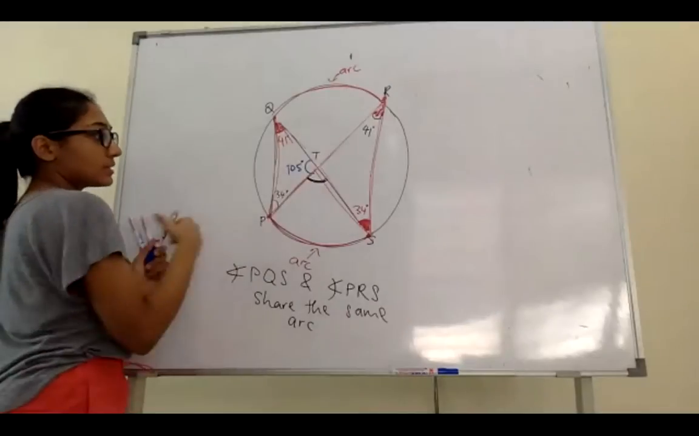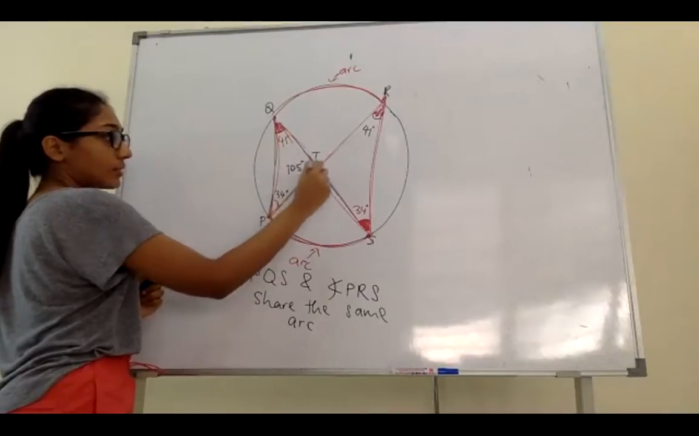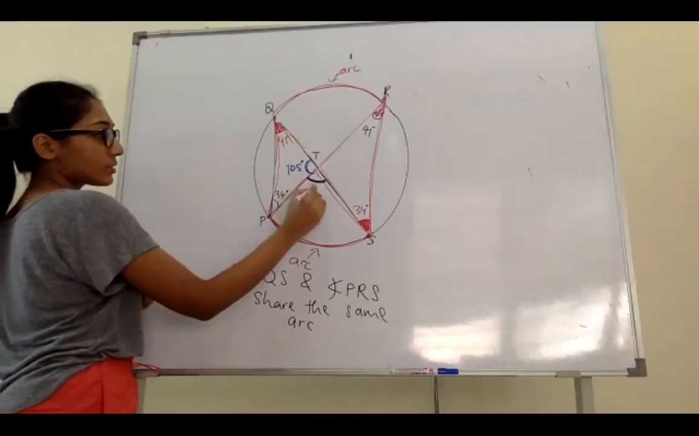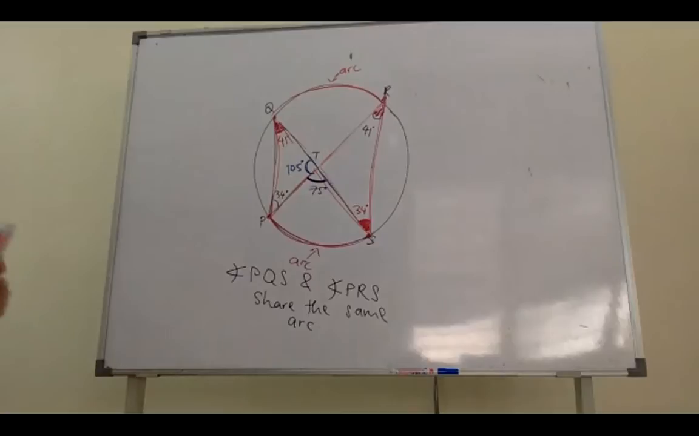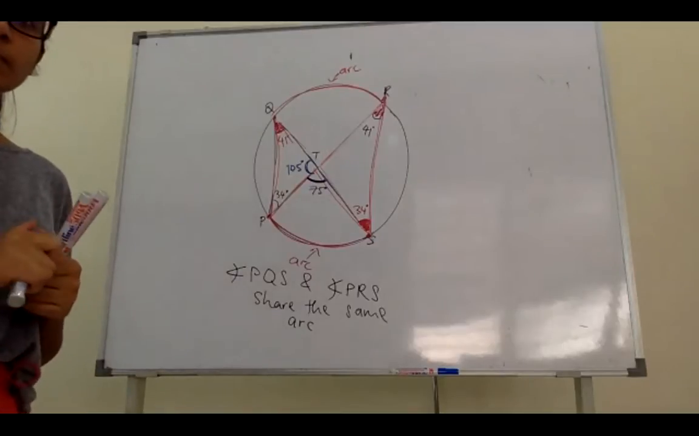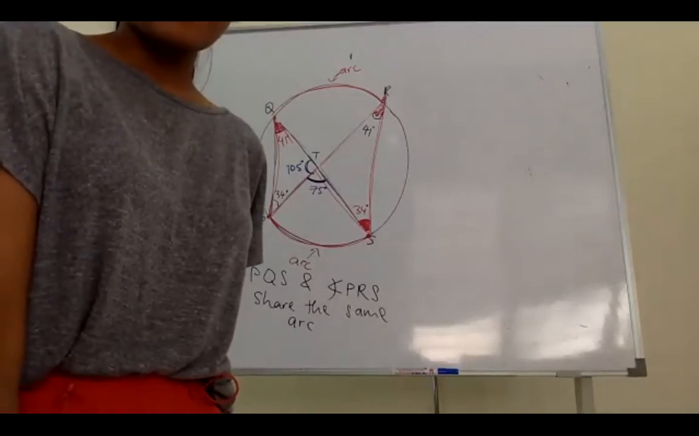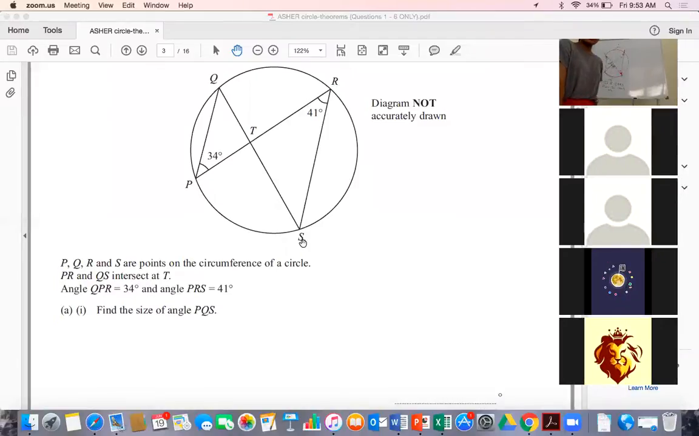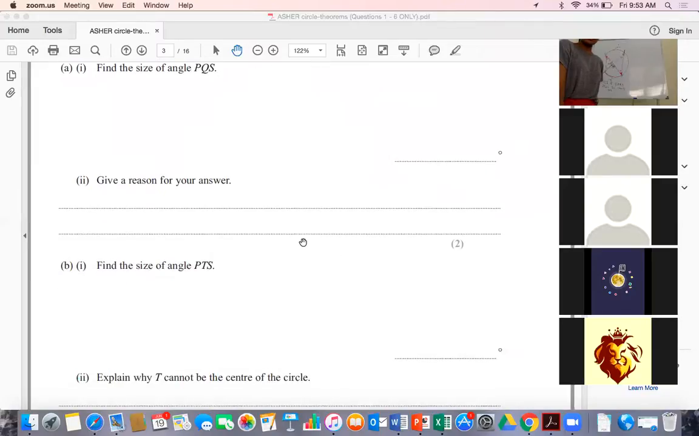And then if you look at this, this is a straight line. For a straight line, we know the whole thing must equal 180. To get this, 180 minus 105, which is 75. Okay? So PTS is 75.